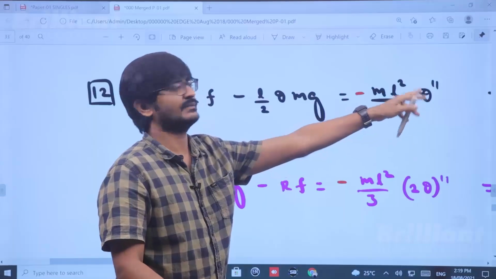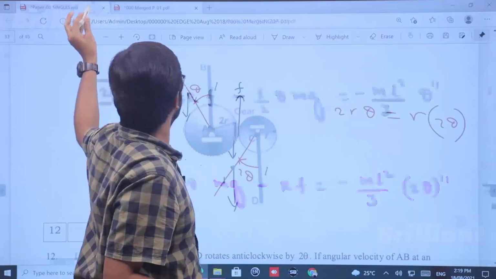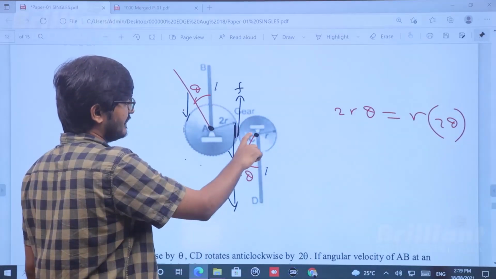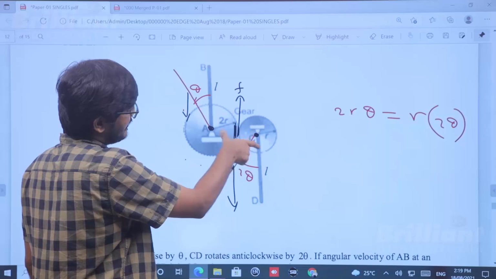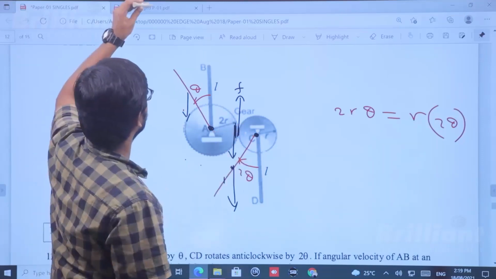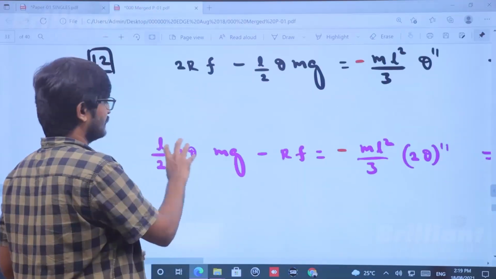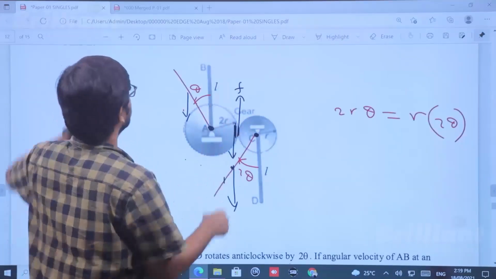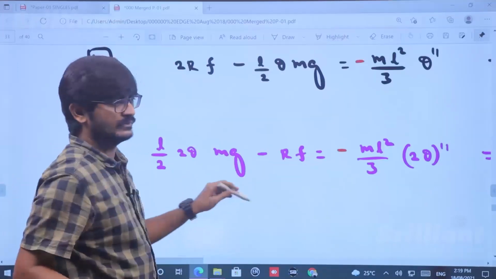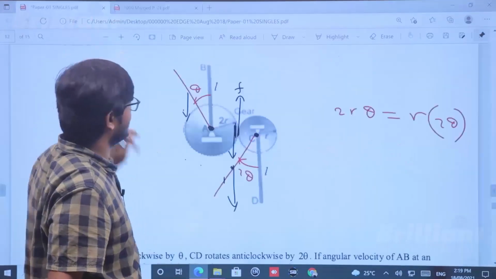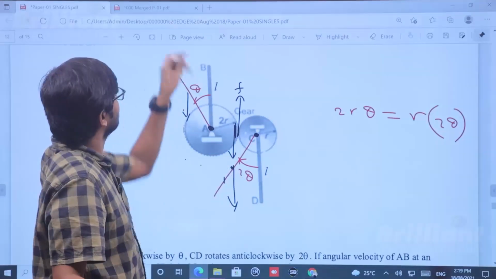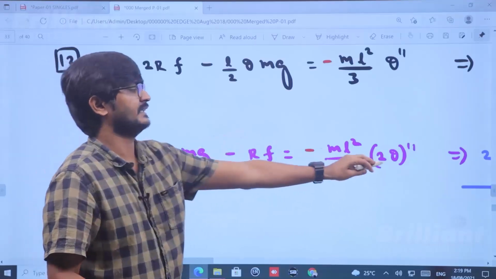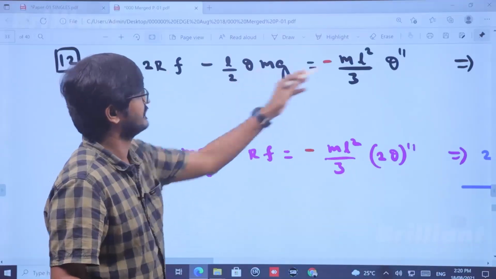Now alpha is nothing but the double differentiation of theta, right? The angle rotated here. Now similarly, when you write torque for this one, torque due to its own weight will be L by 2 sin 2 theta, which will be L by 2 into 2 theta, L by 2 into 2 theta into mg, torque due to weight, minus torque due to that contact force, which will be F into R, that equals I into alpha. What is alpha? Alpha is the double differentiation of this theta, right? So 2 theta double dash, theta double dash.